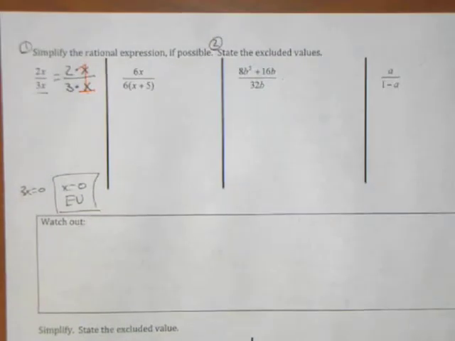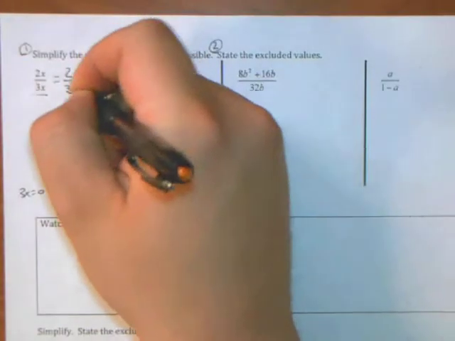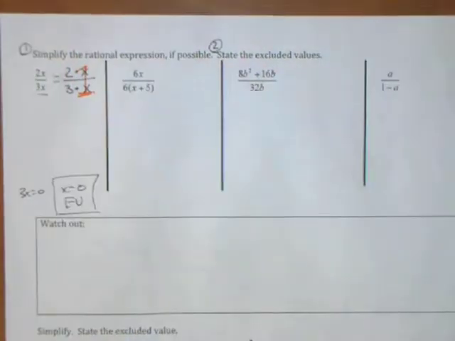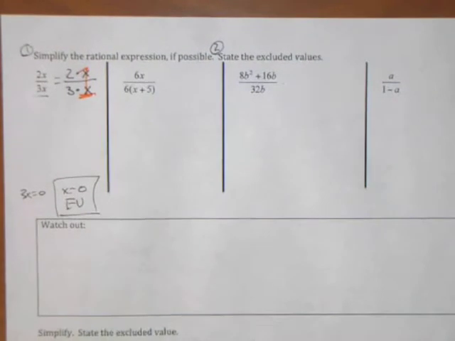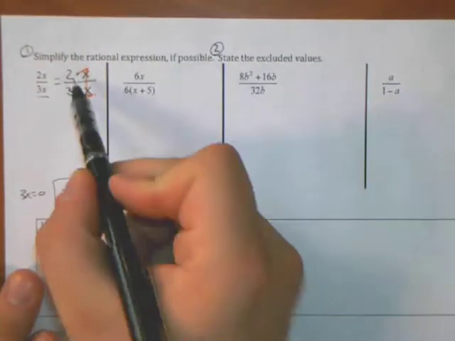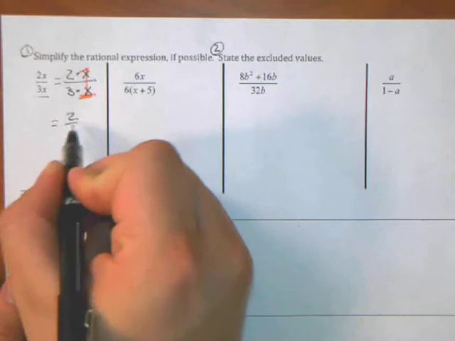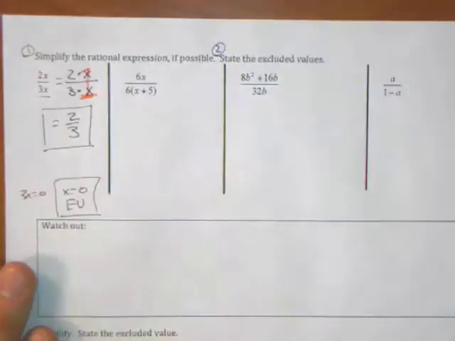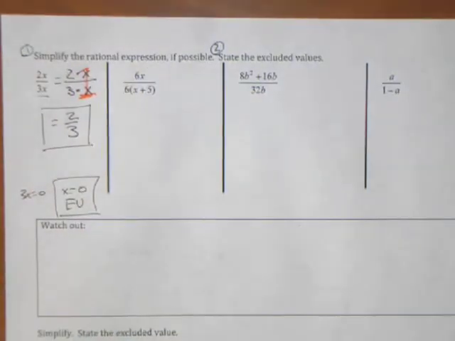What's 2 divided by 2? 1. What's 4 divided by 4? 1. X divided by x should therefore be 1. So these two cancel each other out, or they divide to 1. What's left over? 2 divided by 3. Is there anything in common between a 2 and a 3? No. So here's our simplified expression. Do not change it to a decimal. Leave it as a rational expression, which is just 2/3.